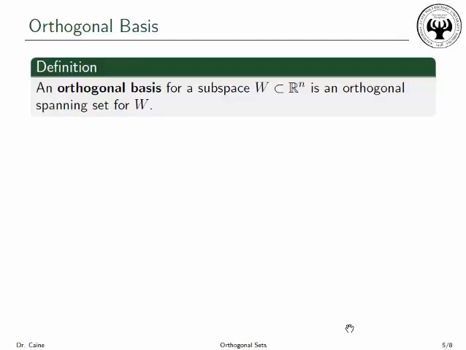So an orthogonal basis for a subspace of Rn is an orthogonal set, which is also a spanning set for W. So we shorten that to say an orthogonal basis for a subspace W is an orthogonal spanning set for W.